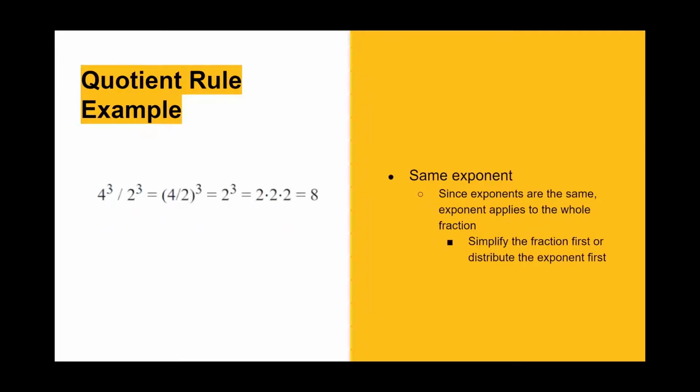So we have a same exponent rule here. Since the exponents are the same, the exponent applies to the whole fraction. So you simplify the fraction first or distribute the exponent first. Here you have 4 raised to 3 divided by 2 raised to 3. As you can see, they're both raised to the 3rd power. So you have 4 divided by 2, and then that's all raised to the 3rd, which ends up being 2 raised to 3, which is equal to 8.